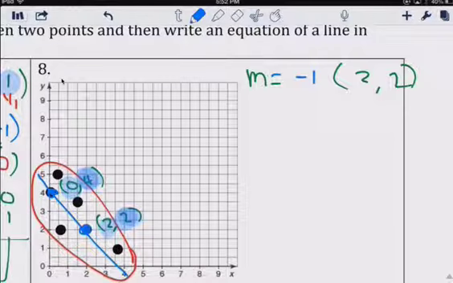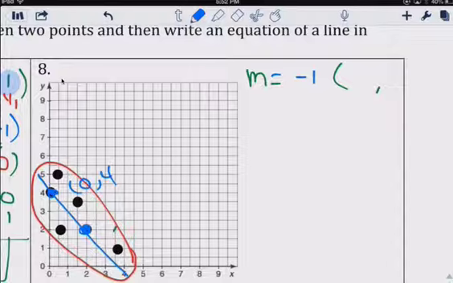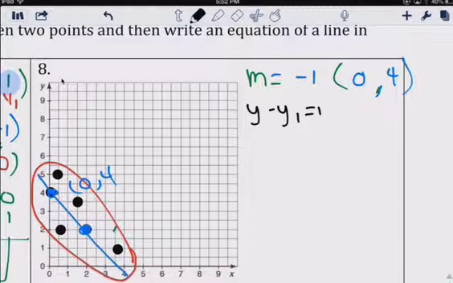Okay, and you choose a point, and they chose this. It doesn't matter if you choose these 2 points or 2, 2 or 0, 4. I'm going to choose 0, 4. My other class chose 2, 2. So, use your formula y minus y1 equals m parentheses x minus x1.